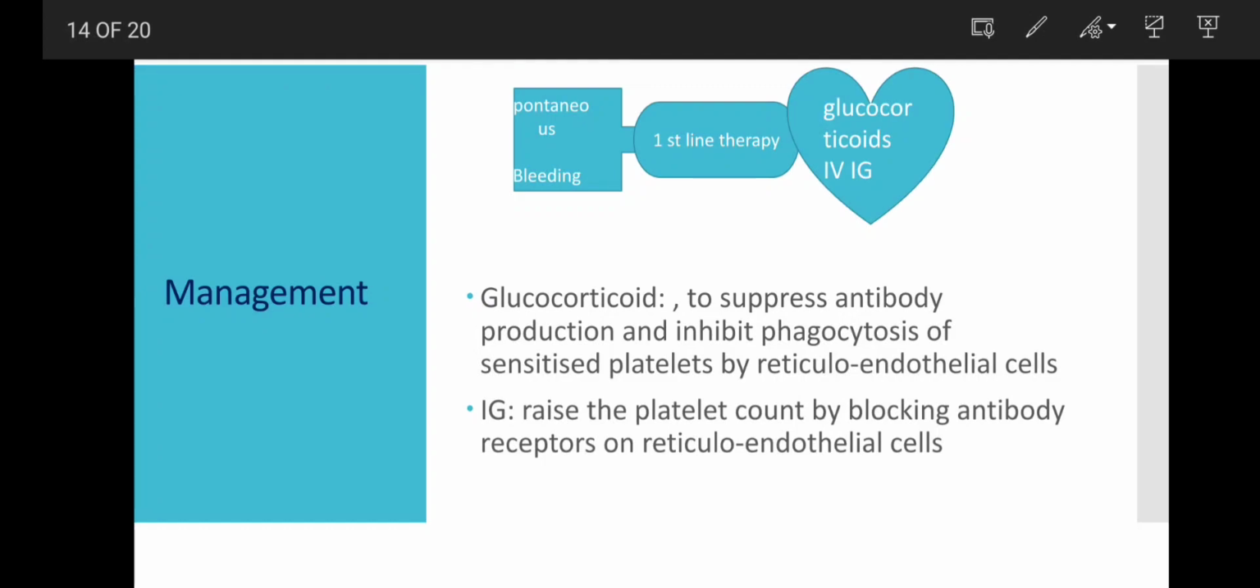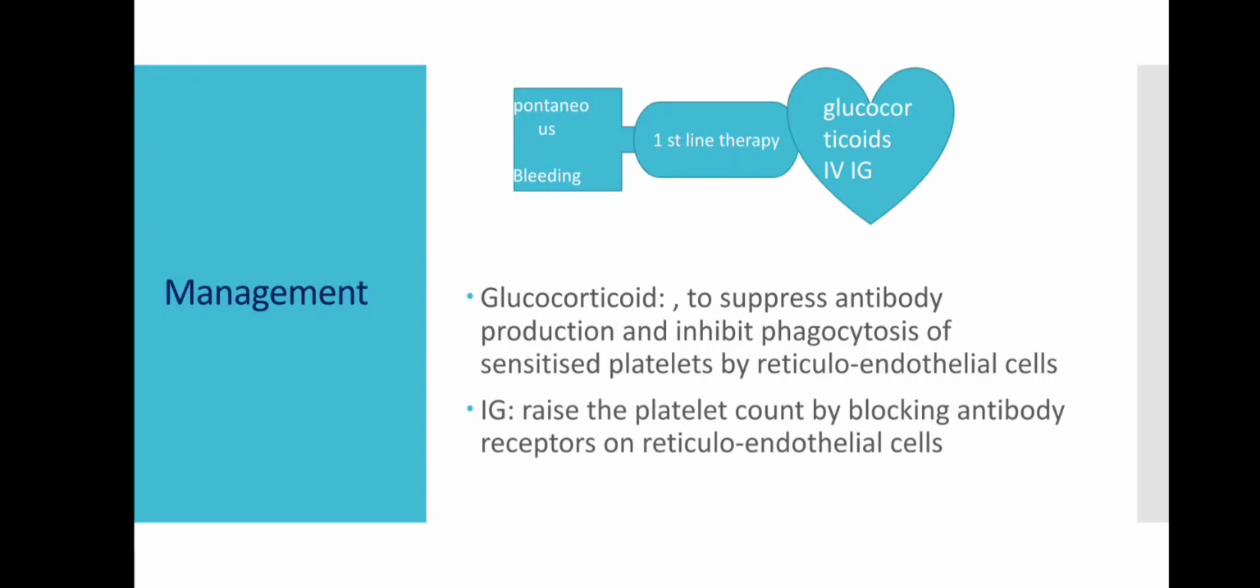So what is the role of glucocorticoid and IV immunoglobulin in the body in case of idiopathic thrombocytopenic purpura? Glucocorticoid suppresses antibody production and inhibits phagocytosis of the sensitized platelets by reticuloendothelial cells. Immunoglobulin raises the platelet count by blocking the antibody receptor on reticuloendothelial cells. So glucocorticoid will suppress antibody production and inhibit the phagocytosis process, and immunoglobulin will block the antibody receptor on the reticuloendothelial cell. As a result, there will be a raised platelet count.